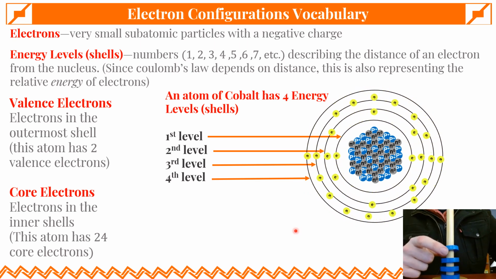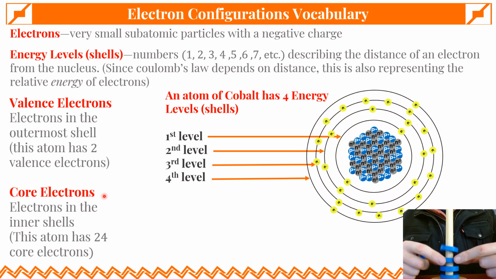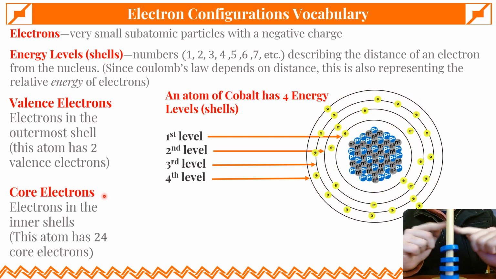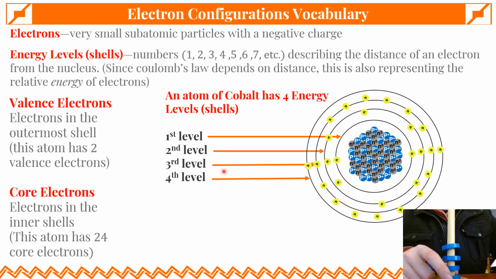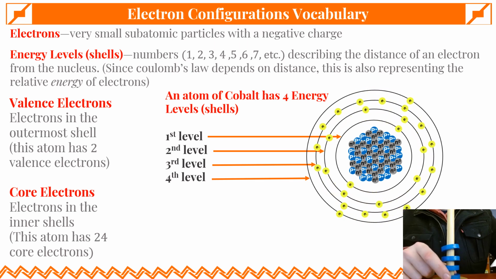All of the other electrons we call core electrons because they're on the inside. They're in the core, kind of like the core of the Earth is on the inside and then the crust is on the outside shell of the Earth. If we were to describe the number of core electrons here, we'd say there's 24 core electrons. So underneath that valence shell, there's 24 more electrons.